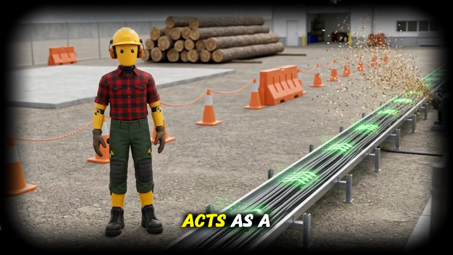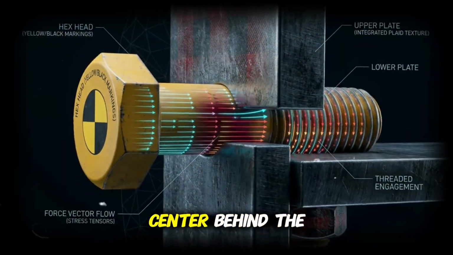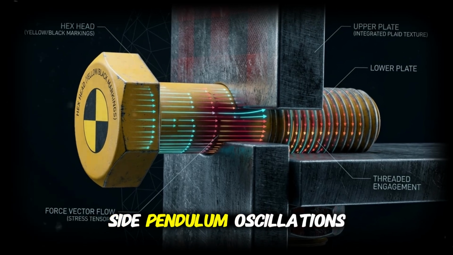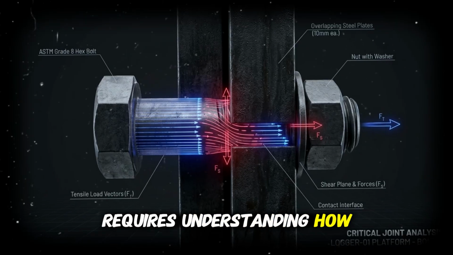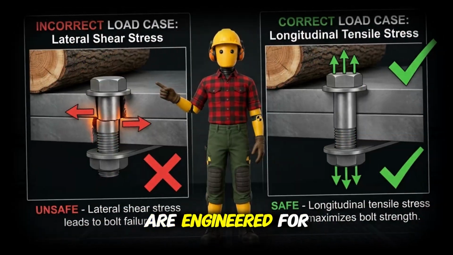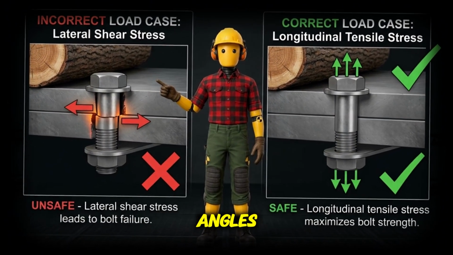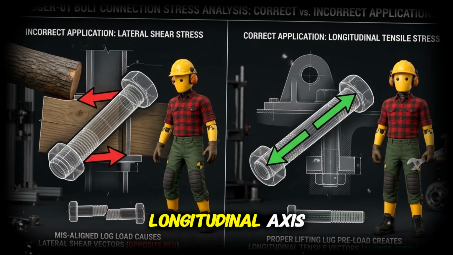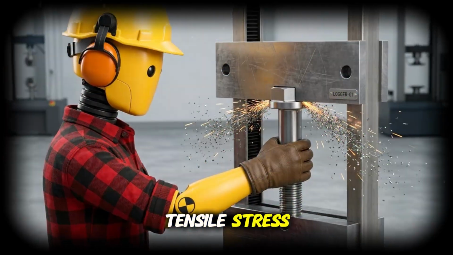Proper tongue weight acts as a stabilizing anchor, forcing the trailer to naturally self-center behind the vehicle rather than amplifying dangerous side-to-side pendulum oscillations. Securing heavy equipment requires understanding how industrial fasteners handle stress. Bolts and shackles are engineered for specific force orientations, not arbitrary pulling angles. When Logger 01 pulls a heavy load straight along a bolt's longitudinal axis, the fastener experiences tensile stress.